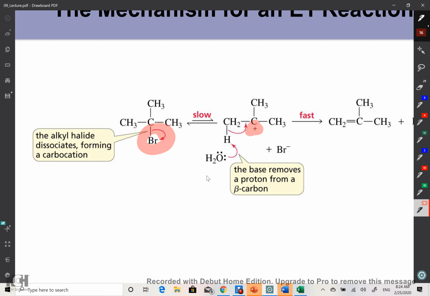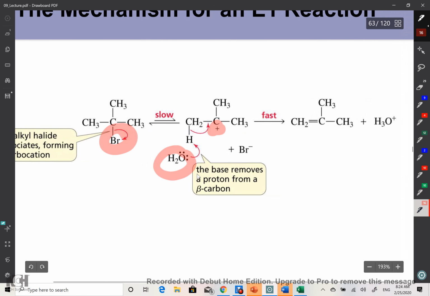Now, next thing you have once the carbocation is formed, your base. In this case, water is acting as a base. Your base comes in and then gets the hydrogen out and forms a double bond in a fast process. And like every reaction that goes through the formation of a carbocation, the formation of the carbocation is always the rate limiting step. Does that make sense? The formation of the carbocation is always the rate limiting step. That's very important again.